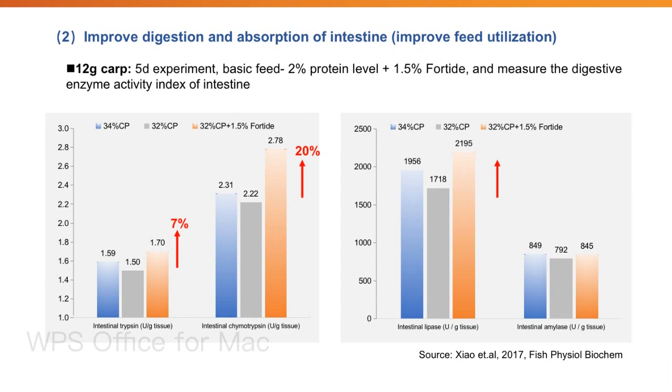And the second is that Fortide can improve the digestion and absorption capacity of the intestine, thereby improving the feed utilization. From this study on carps, we found that compared with the control group, the activity of protease and lipase in the intestine in the 1.5% Fortide group was significantly improved, with the range of increase by 7 to 20%.